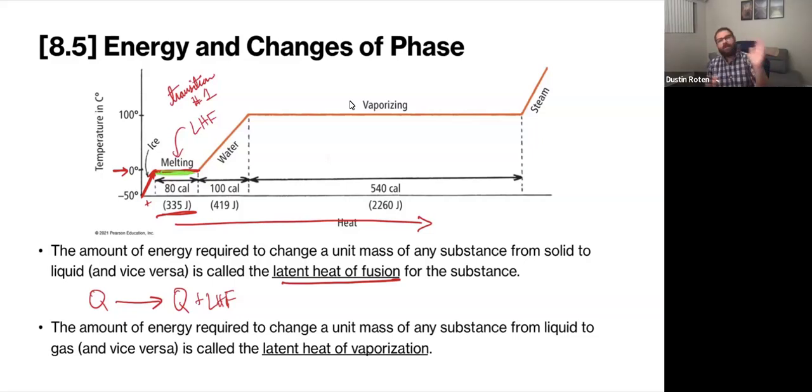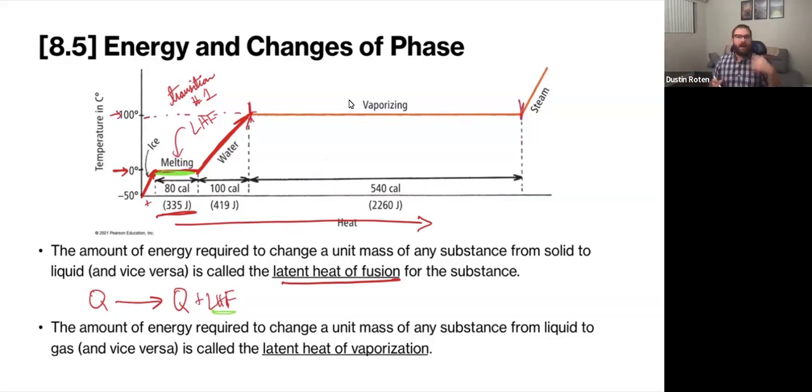So not only am I having to heat this thing up, I'm having to make sure I provide energy to get through the transition. Once I do that, so once all of my ice becomes water, I can start raising the temperature again. You can see that here. No problem. I can keep raising the temperature until I get to the other transition point, which is at 100 degrees Celsius.